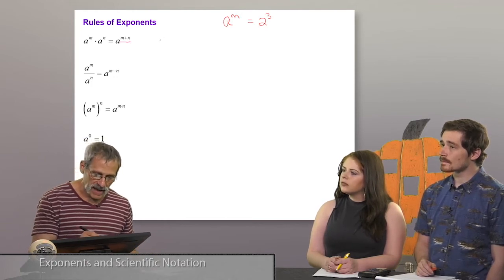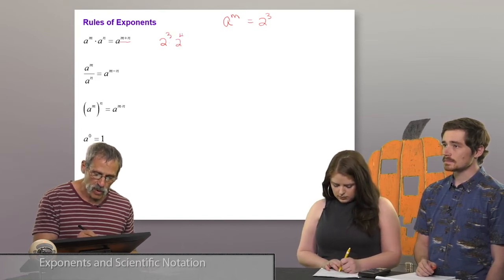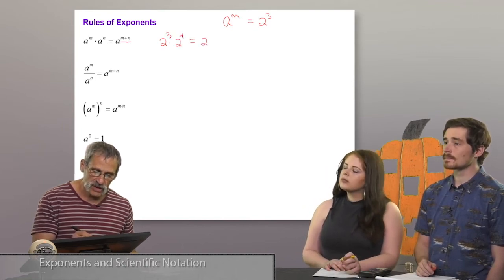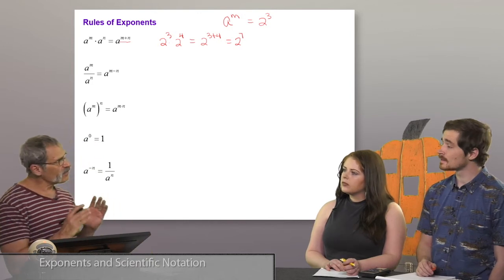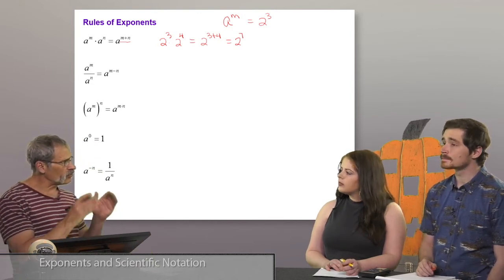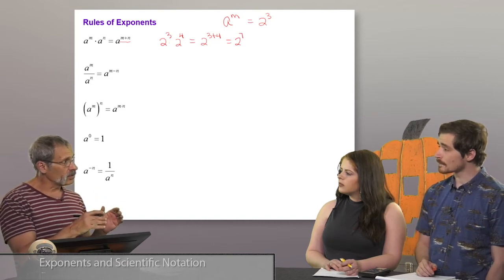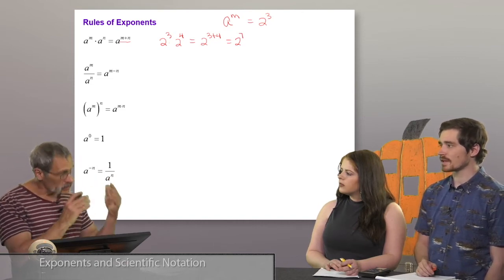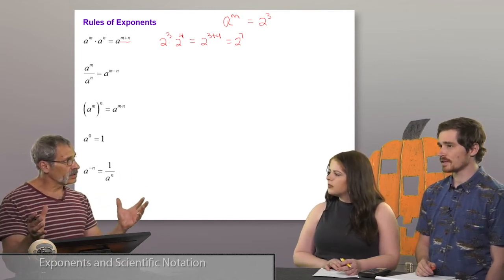So for example, if I had 2 cubed times 2 to the 4th, this would be 2 to the 3 plus 4, which is 2 to the 7th. And this should feel intuitively correct. 2 cubed is 2 times 2 times 2, 3 of those. 2 to the 4th is 2 times 2 times 2 times 2, so that's another 4. Altogether you have how many sitting there? Should have 7, 7 2s.